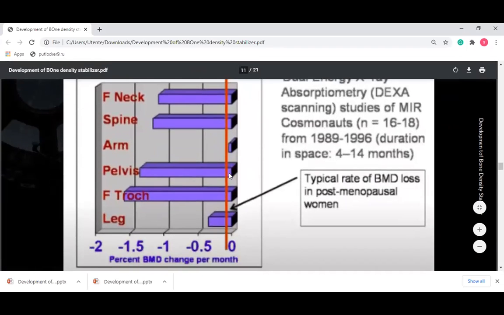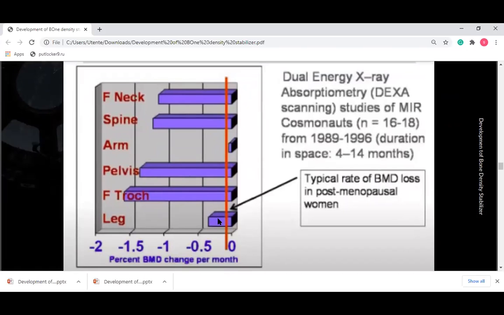So this is a graphical representation: the leg will lose up to 0.5, the highest will be the femoral neck, and the pelvis will lose up to 1.5 percent.